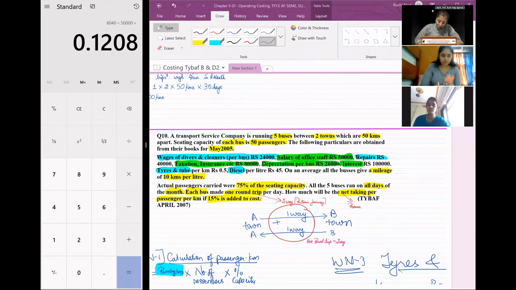Depends. So salary to office staff 50,000. So it is a fixed cost, and how will you calculate it? 50,000 divided by 5 buses, because we want the answer of 1 bus, not 5 buses. Okay. Have they given it for 5 buses or 1 bus?